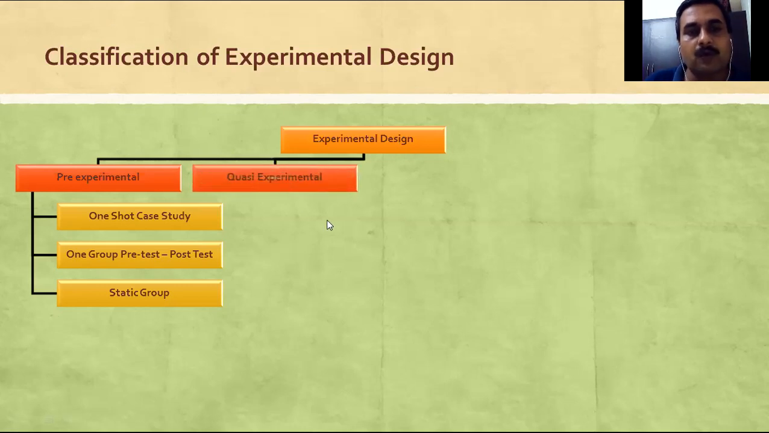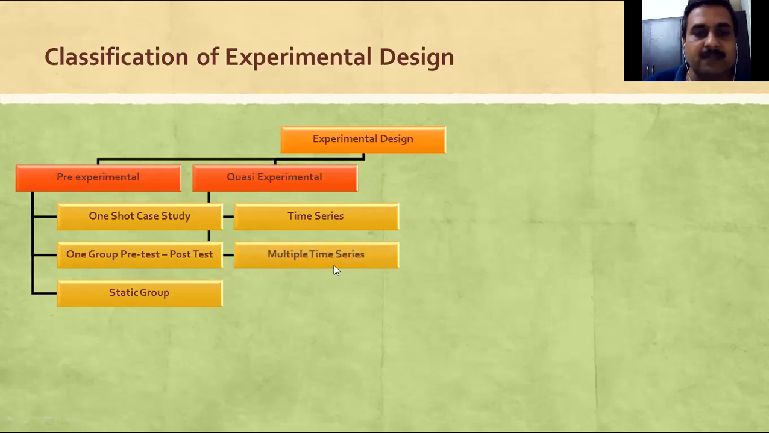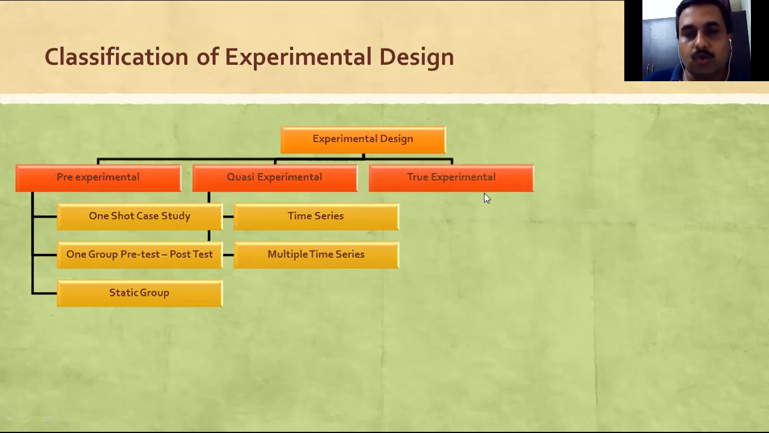The second type is quasi-experimental. It is also loosely structured, but more structured than pre-experimental. This quasi-experimental research design has two types: time series and multiple time series. Several observations over time are measured in time series and multiple time series. We'll cover it through different examples also. The third type is true experimental. True experimental is more structured than quasi-experimental, but less structured than statistical experimental research design.